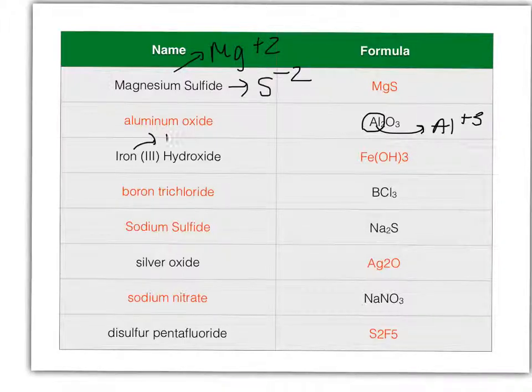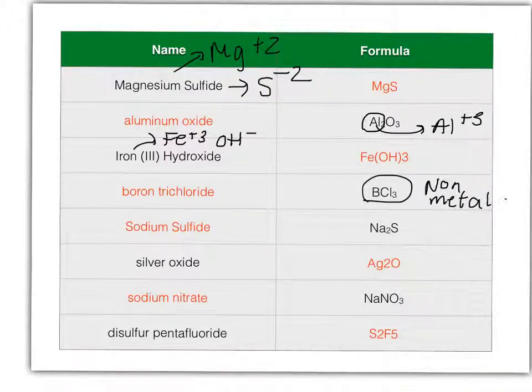They gave you that iron was Fe plus 3, and you had to know that hydroxide, being a polyatomic ion, is OH minus. So here's one where you might get a little bit tripped up. So the next one is BCl3. There are no ions involved at all because both of these are nonmetals. So you can look back at video 4, and video 4 says don't fight the system. All you have to do is name it as what it says. So boron tri for 3 chloride.